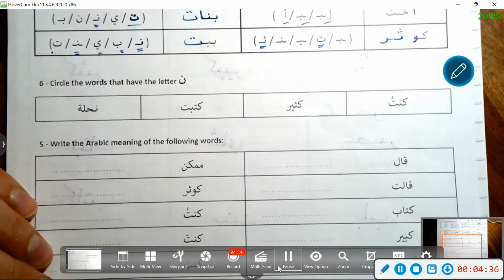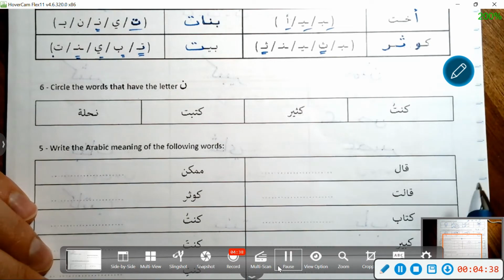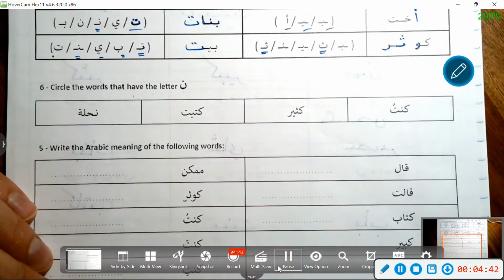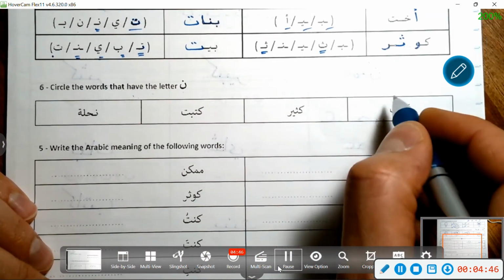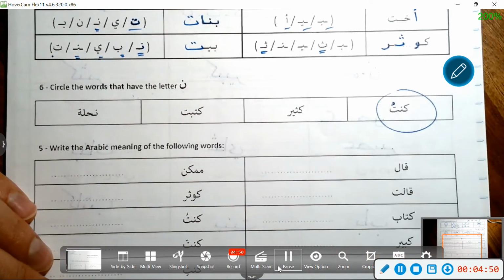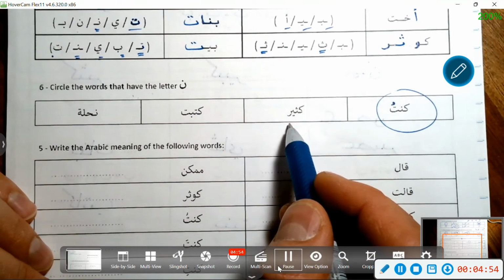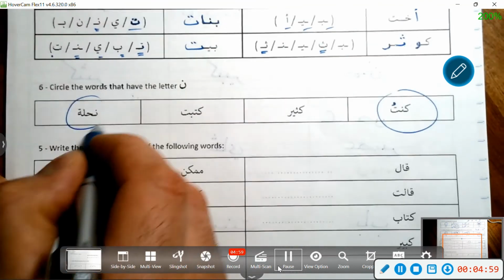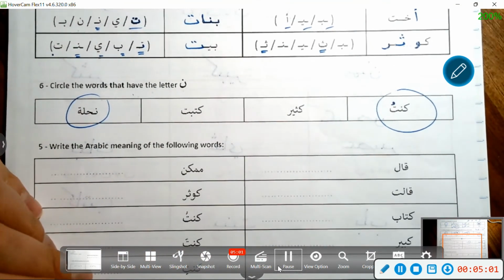Now moving to the next question, circle the words that have the letter noon. I have kuntu, that's dhamma. Kuntu, there is noon in the middle, we circle that. Kathir doesn't have noon. Katabtu or katabat doesn't have noon. Nahla, it has noon. So we have two words that have noon in them.